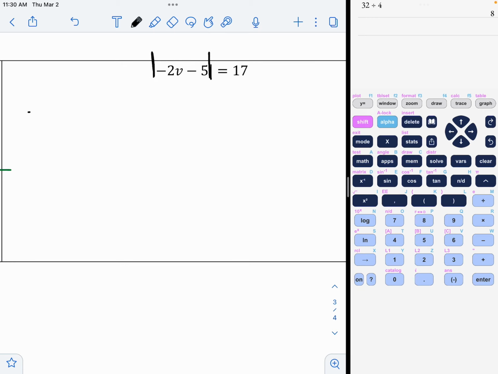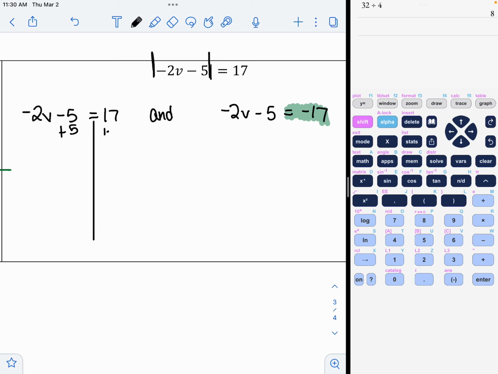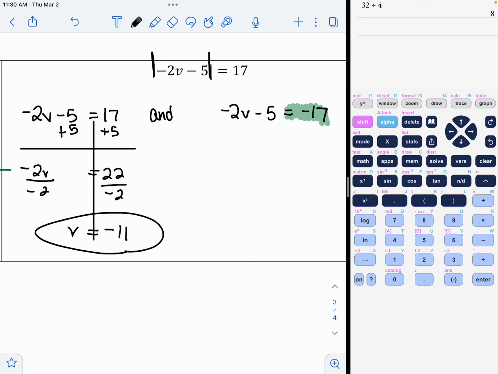So the first one is negative 2v take away 5 equaling 17. And negative 2v take away 5 equaling negative 17. So there's your two equations. Just remember, you set it equal to the opposite on the second one. And now we solve using your normal algebra 1 skills. So we'll add 5. Negative 2v equals 22. Divide by negative 2. V is negative 11. That's your first answer.